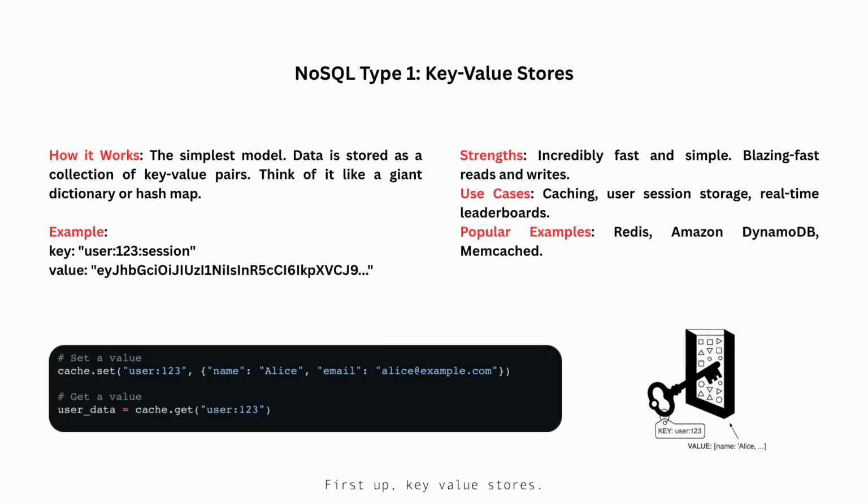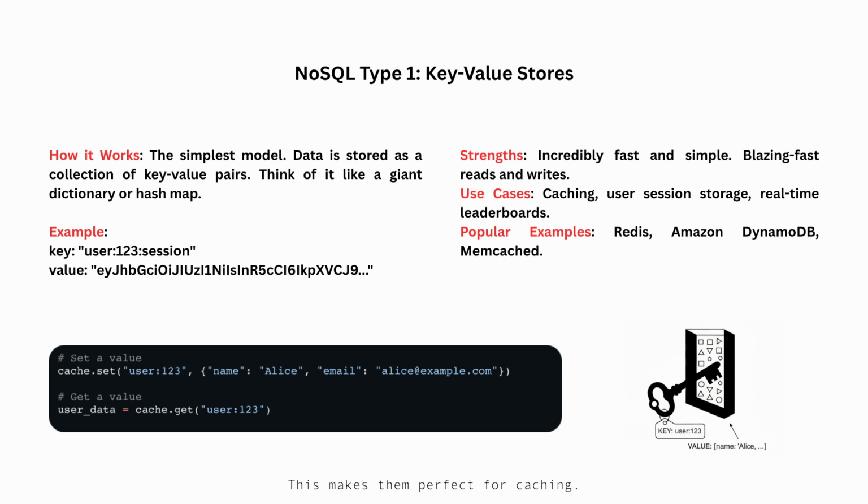First up, key value stores. This is the simplest NoSQL model. You have a key, which is a unique identifier, and a value, which is the data. That's it. Because of this simplicity, they are insanely fast. There is no complex query language, you just ask for the data associated with the key.